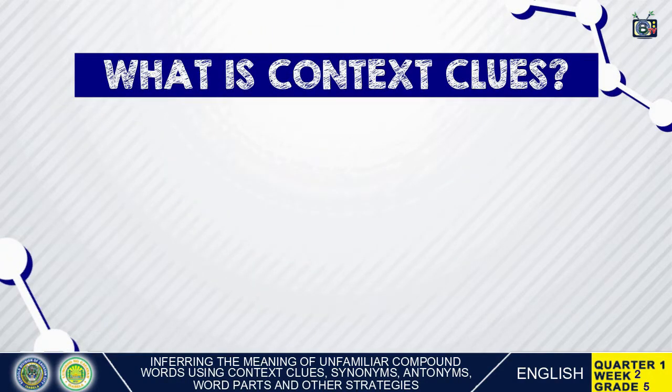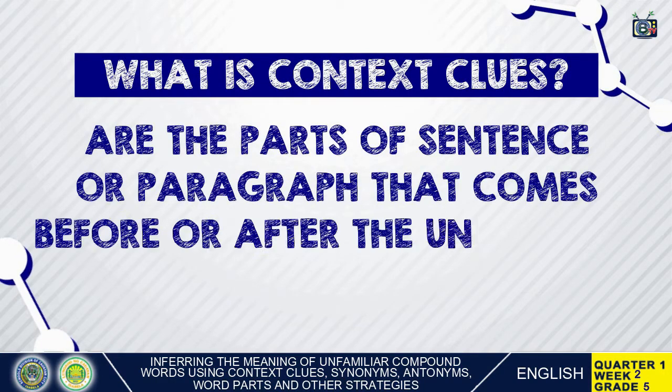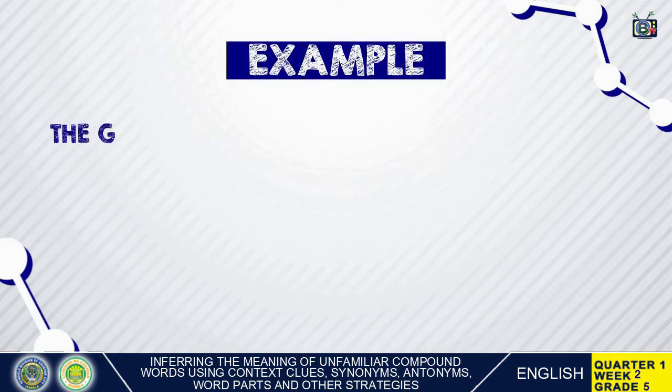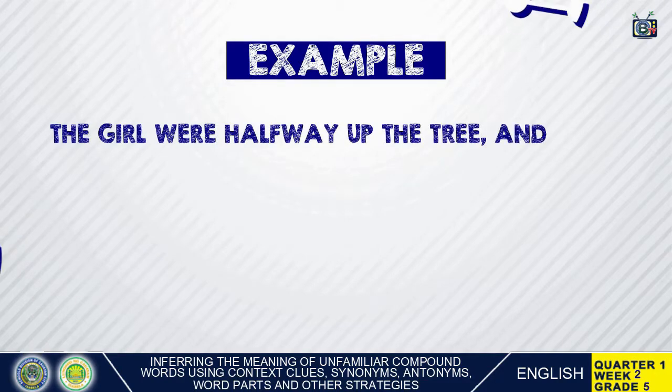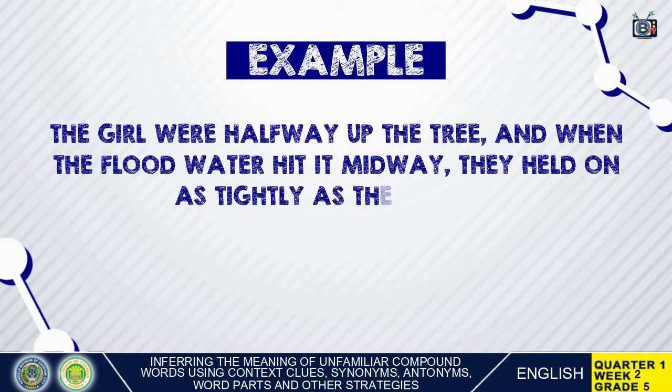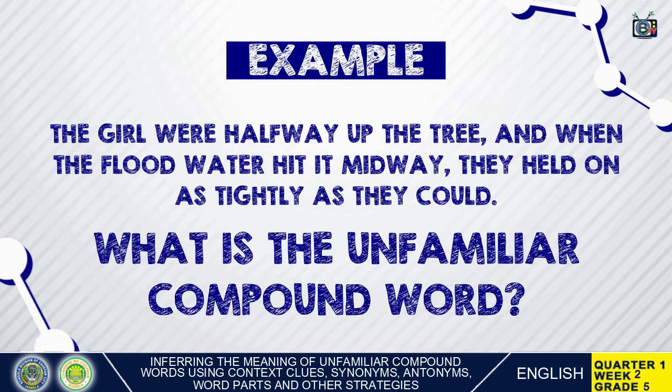Now, what are context clues? Context clues are the parts of a sentence or paragraph that come before or after the unfamiliar compound word. We have an example here: The girls were halfway up the tree, and when the flood water hit it midway, they held on as tightly as they could. Can you guess what the unfamiliar compound word in the sentence is?